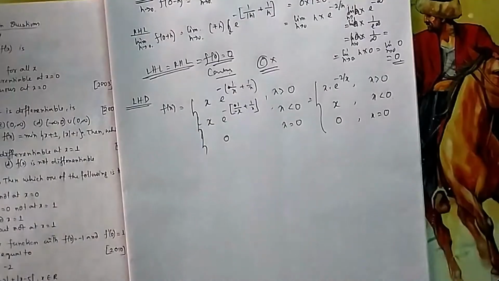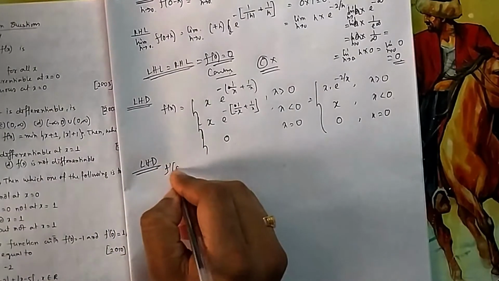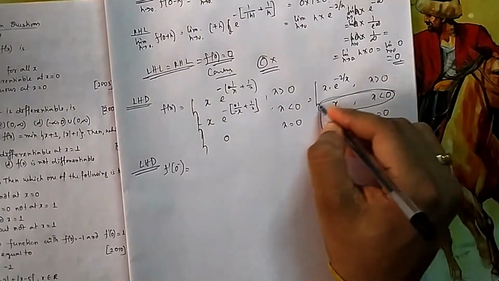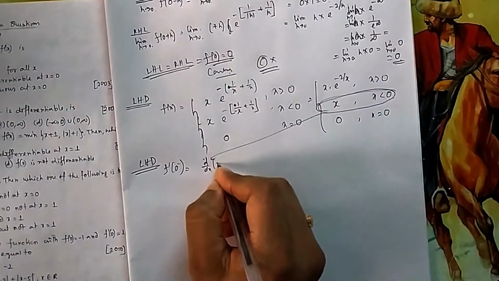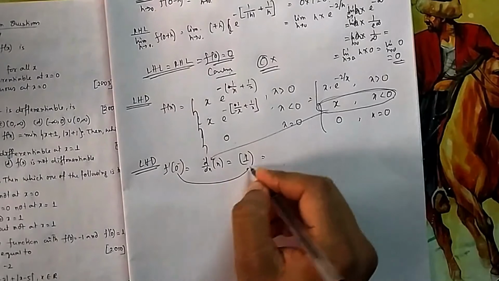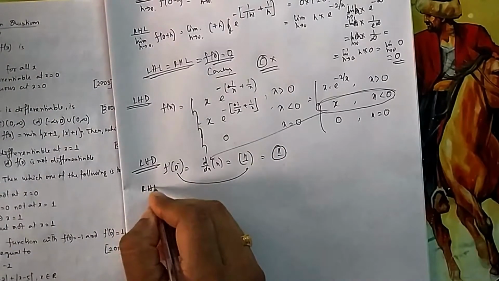For the left hand derivative, you will do f dash 0 minus. So for 0 minus, which function are you taking? This function. You would simply take the differentiation of this one, that is d dx of x, which is 1. Now you put x equal to 0 minus, there is nothing to put, that means your answer is 1, LHD. Similarly you do for RHD.